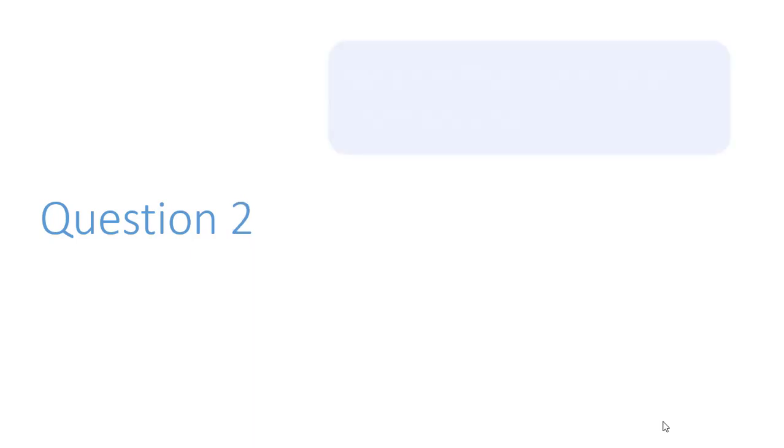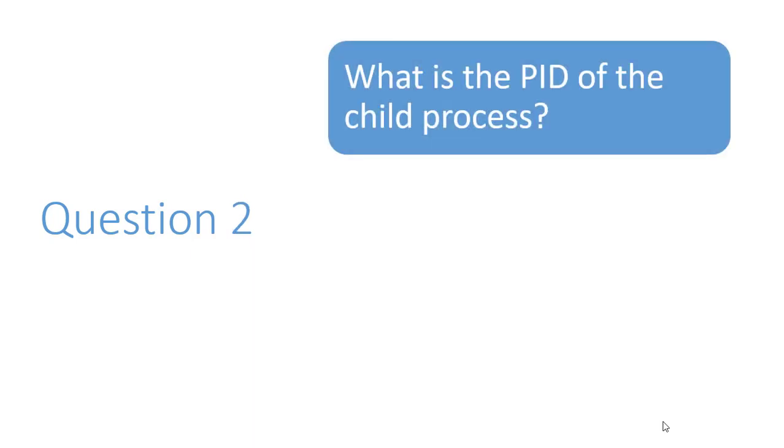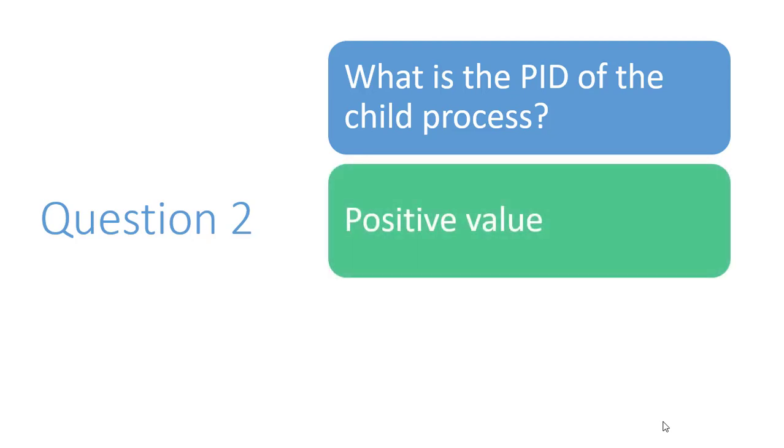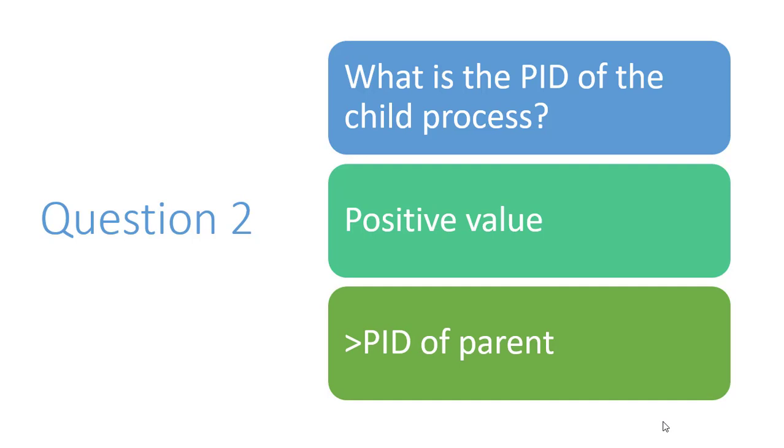Question number 2. What is the PID of the child process? So you cannot predict the exact value, but what you can say here is that the PID will always be a positive value. It will not be 0. Okay, it returns 0 within the child process, but that's not the PID of the child process. Remember this. It is a positive value and it will be greater than the PID of the parent process. That is for sure.